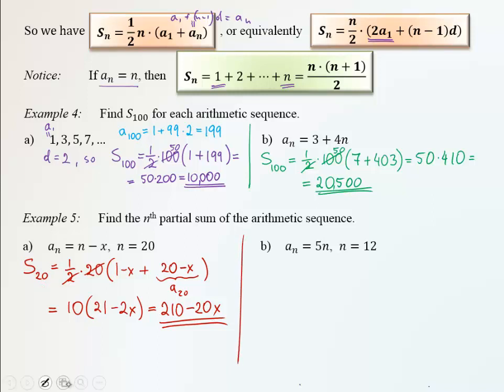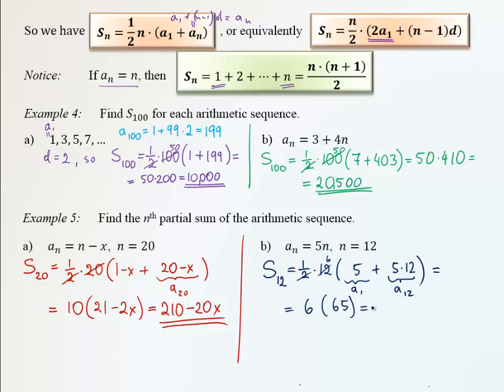In the following example, similarly as before, we need the nth partial sum, but n is 12, so we really need S12, which is 1/2 times the number of terms, which is 12, and then a1, which is just 5, plus a12, which is 5 times 12. So altogether we have 6 here, and then this is 60 plus 5, which is 65. So 6 times 65 turns out to be 390 as your final answer.